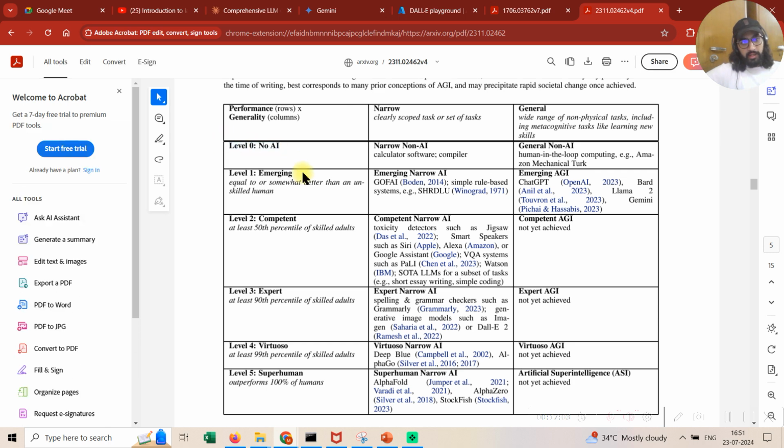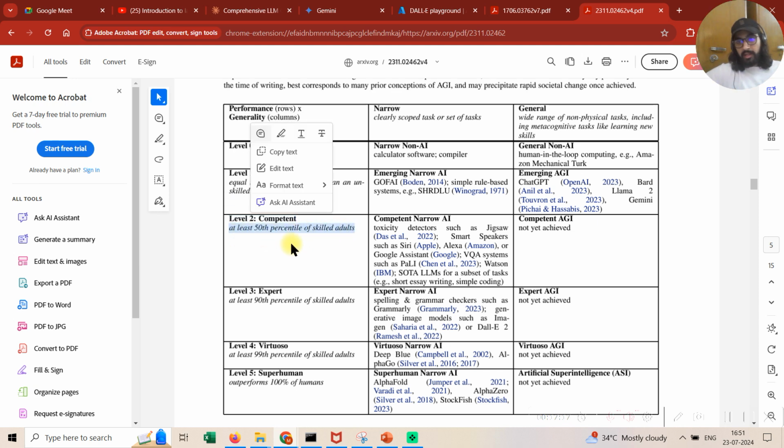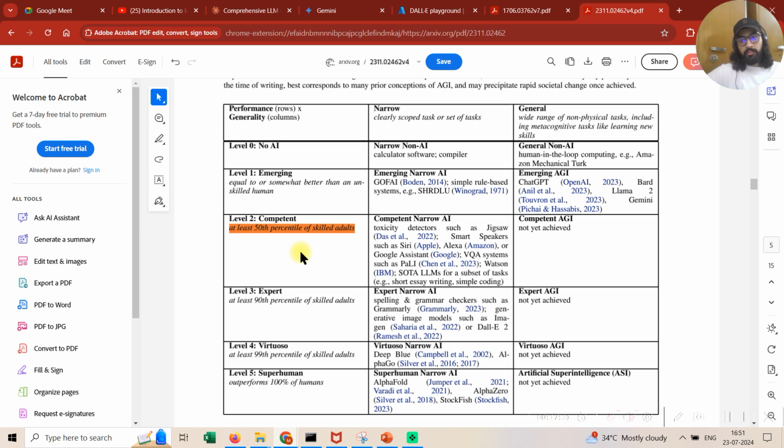So level 0 is no AI. We are on level 1, guys. We are in the emerging space. We'll have level 2 that would be competent. That is at least 50% of the skilled adults, and this is dangerous, guys. If it reaches 50% of the skilled adults, in simple terms, a lot of white collar jobs would be reduced by a magnitude of 3 to 5. What that means is that, say, earlier a task was being done by 30 people, it would now be done by 10 people. So that's level 2.